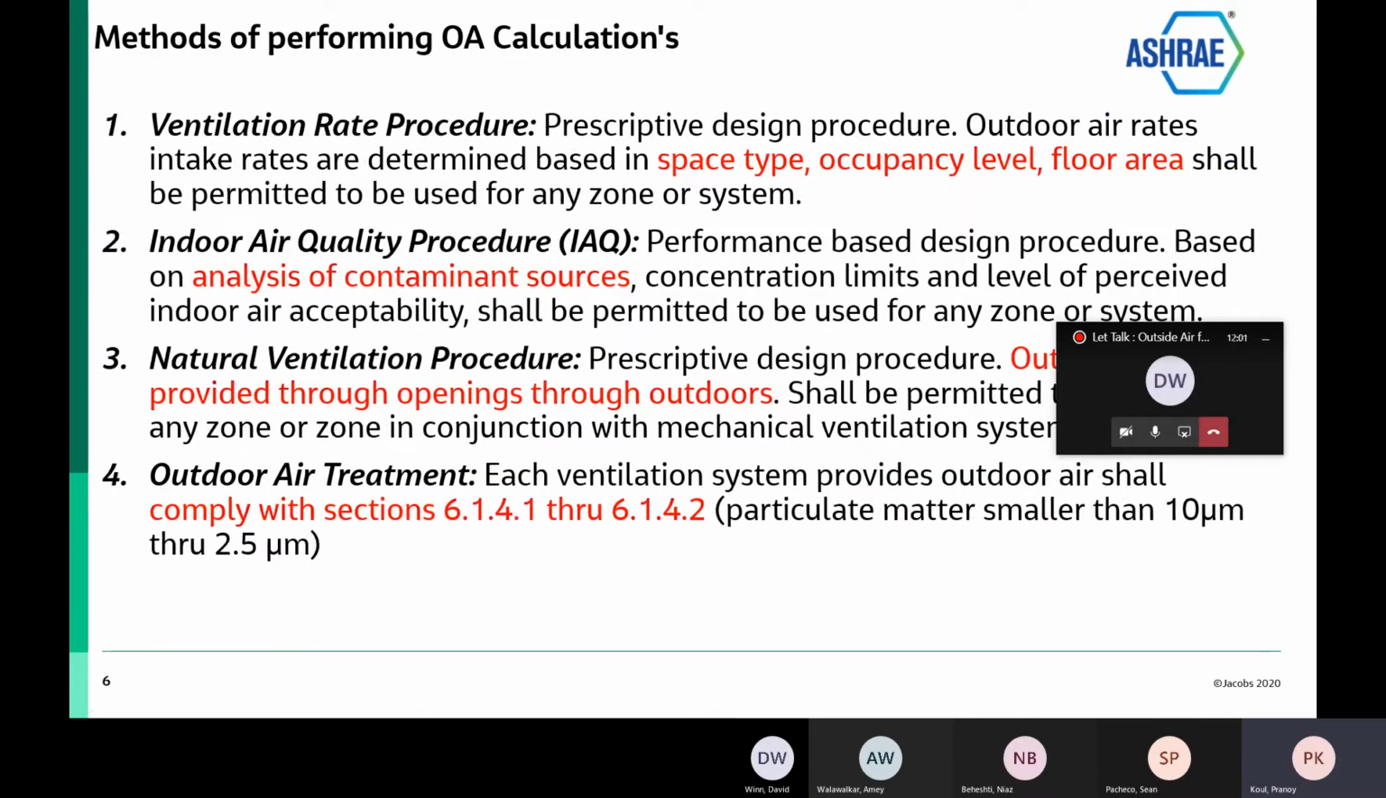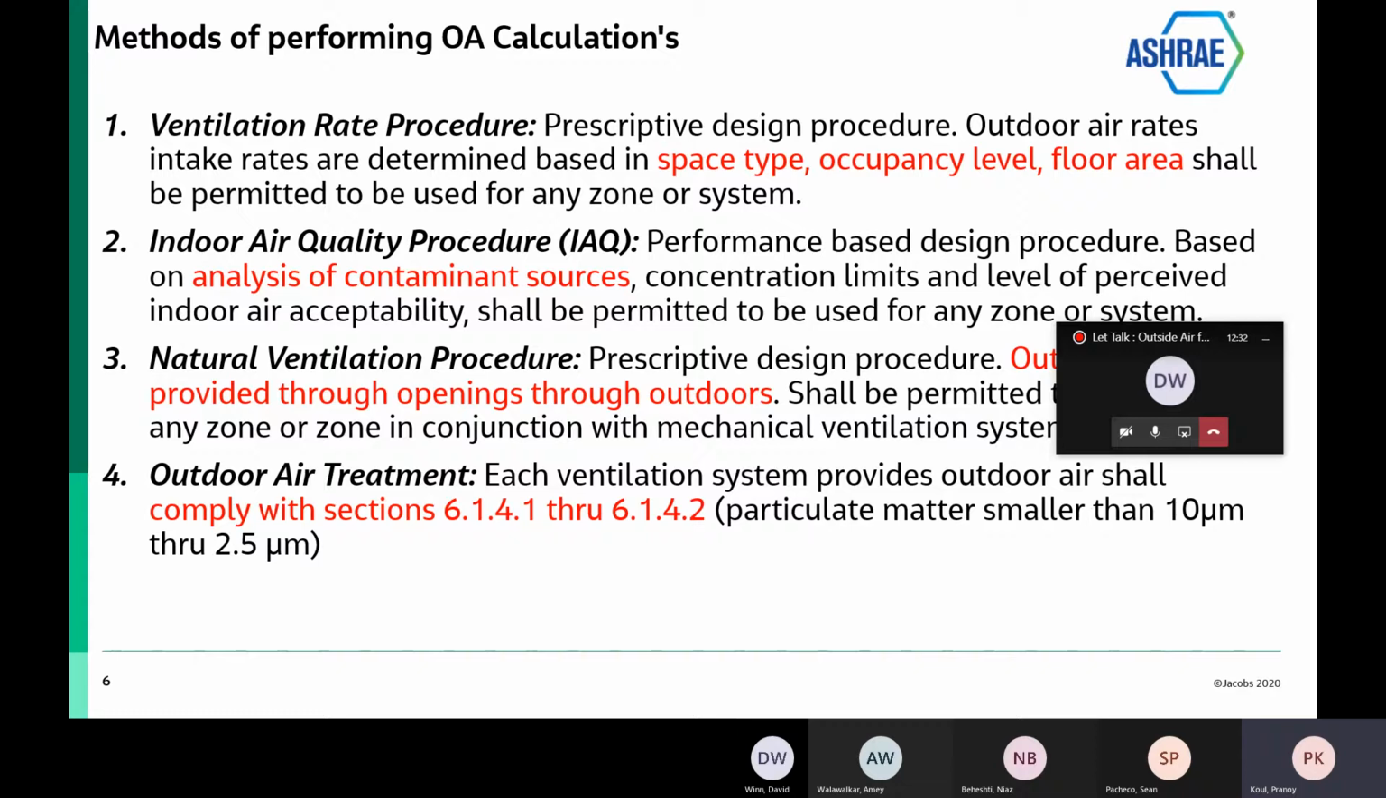Okay. So as you may already know, there are four essential ways of performing the outside air calculations. For this particular session, I'm going to be focusing on the ventilation rate procedure. And why would I be doing that? Because A, it's a prescriptive design procedure. It is the most sought-after way, and one of the simpler ways, of finding out how much outdoor air you require in that particular space.